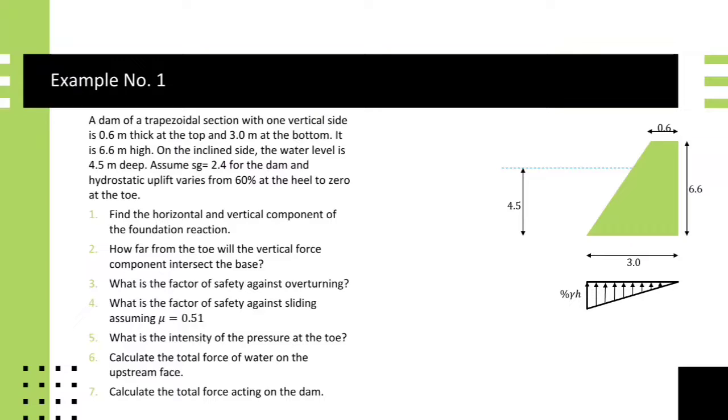Tatandaan nyo na ang gamma nyo depends on what liquid is present. So, dito, water ang present, so water ang gagamitin natin na gamma. Yan lang. So, ano na yung first step na ginagawa natin? Alamin natin yung heel and toe. Yun, nakita na nga natin.